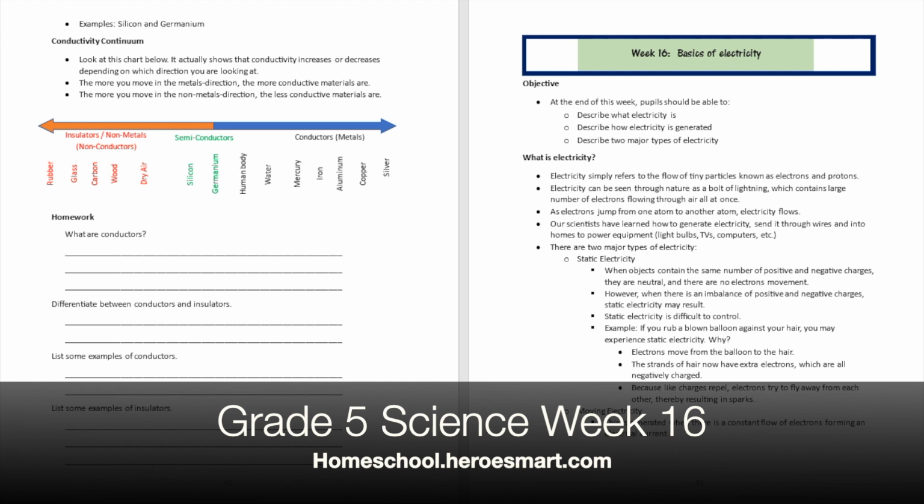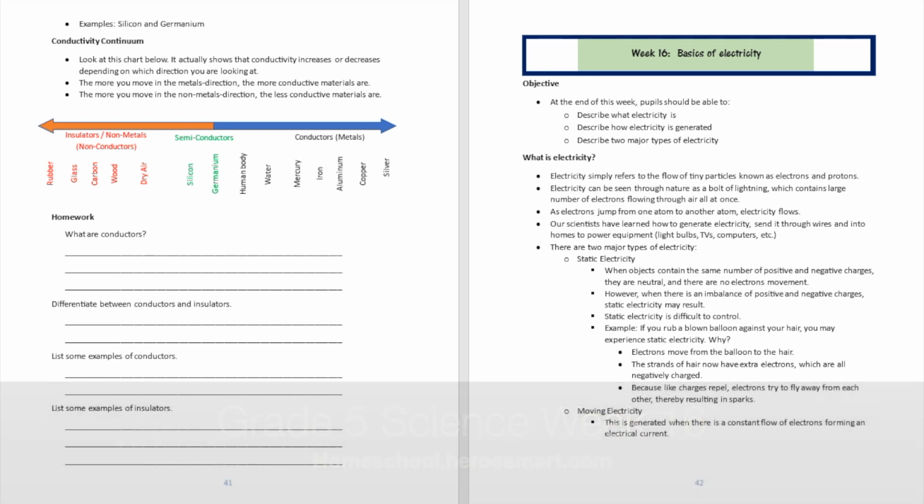This is 5th grade science. We're going to be talking about week number 16 of the curriculum today: the basics of electricity. Alright, so what is electricity? We're going to talk about that, how electricity is generated, and the two major categories of electricity. So what is electricity? Electricity simply refers to the flow of tiny particles known as electrons and protons.